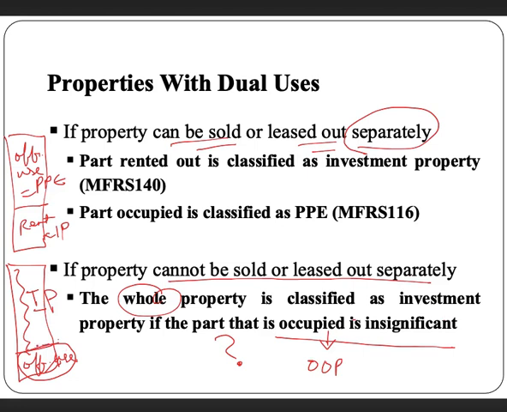So if this part is not significant, just a small room, and you're not able to identify what the value is, you cannot sell them. Therefore, the whole building will be regarded as an IP.